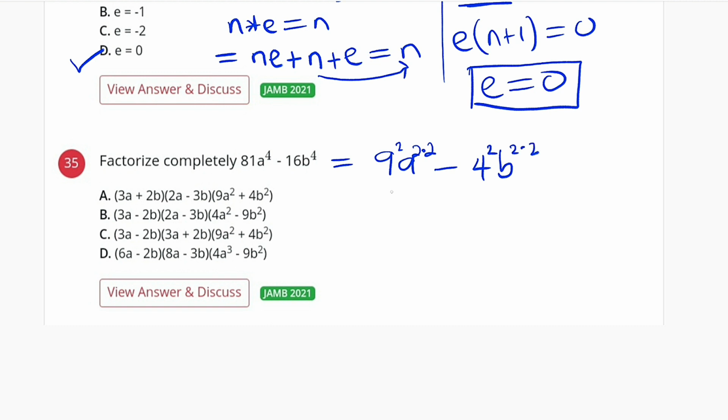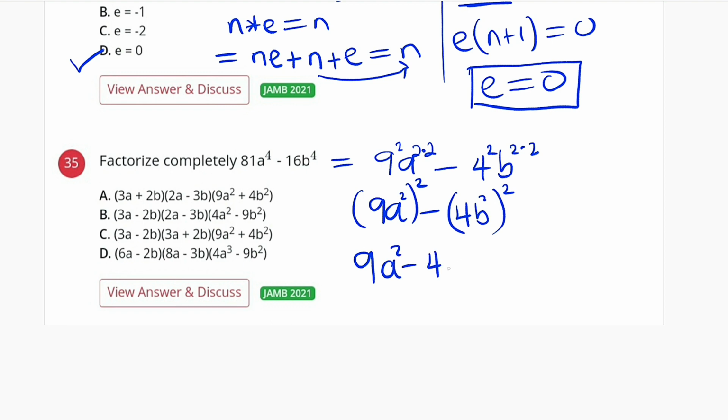I have a target, so I can factor out the power here. So we have 9a squared raised to the power of 2, can you see that, minus 4b squared raised to the power of 2. This is a difference of two squares. I can take the first term 9a squared and subtract the second term 4b squared, then I close. Then I will also multiply by 9a squared, then this time around plus, the only difference is the sign, 4b squared.